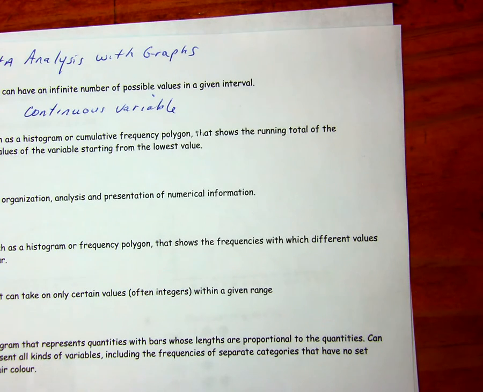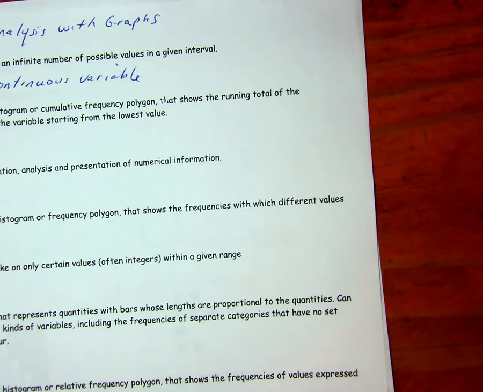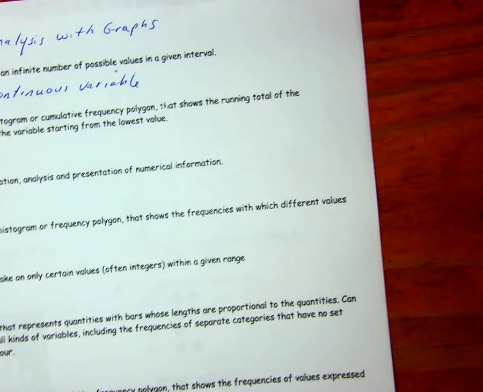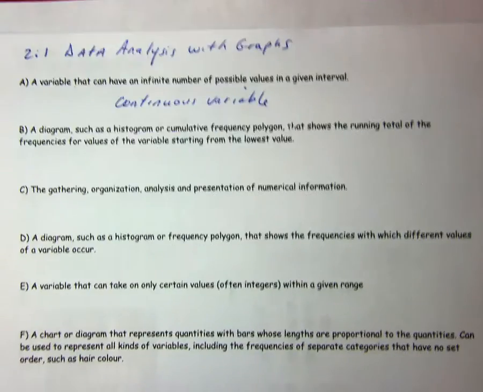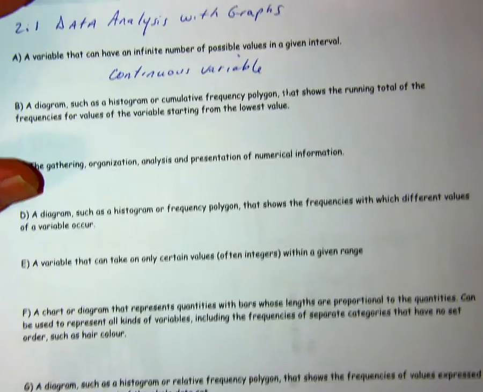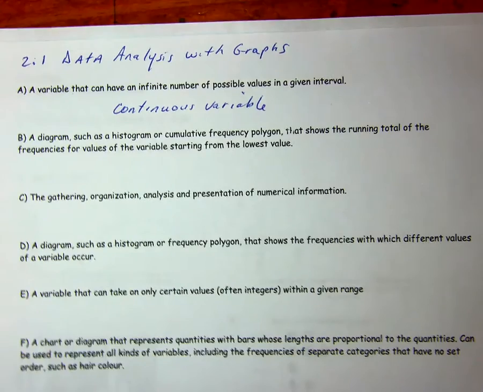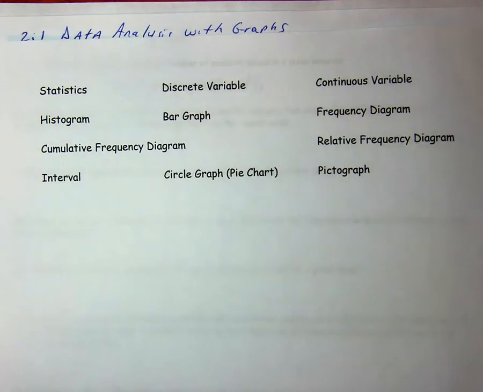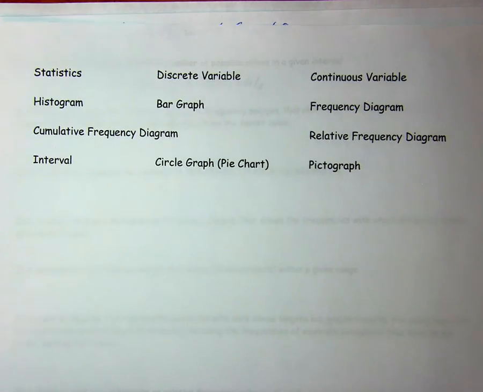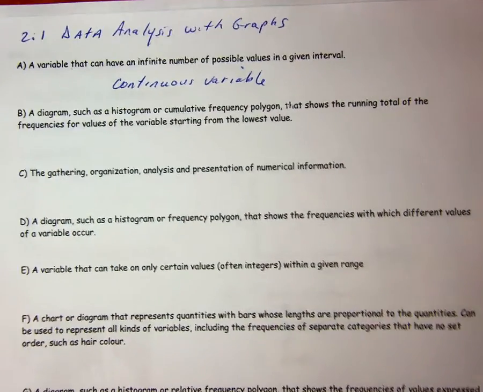So welcome to 2.1. We're in the one variable statistics unit. Today's lesson is on data analysis with graphs. It's pretty straightforward. It should only be about a 20-minute lesson or so. Hopefully you guys have printed this out in advance. This was the homework. I gave you 11 terms, and you had to match up the terms with the definitions and the graphs and the examples.